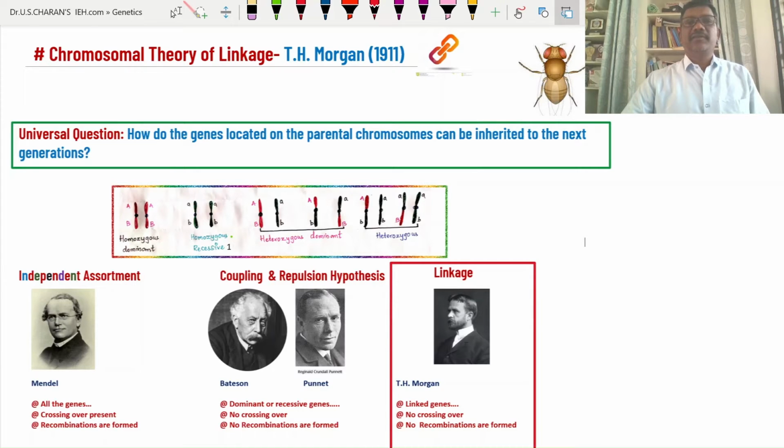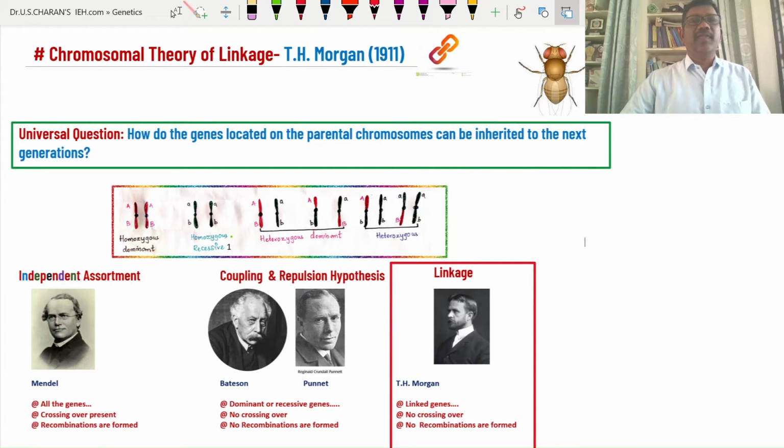Linkage was proposed by T.H. Morgan after conducting his experiments on Drosophila. Morgan and his student C.P. Bridges also conducted experiments on the same Drosophila with different traits and finally proposed this chromosomal theory of linkage. What is the chromosomal theory of linkage? What does it denote actually? This chromosomal theory of linkage can give an answer for this question.